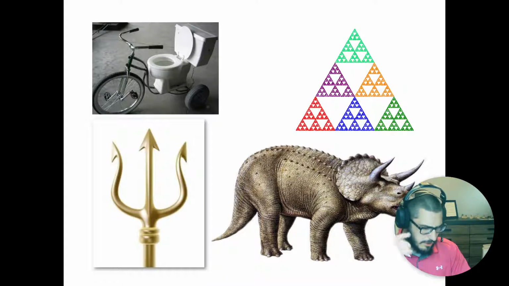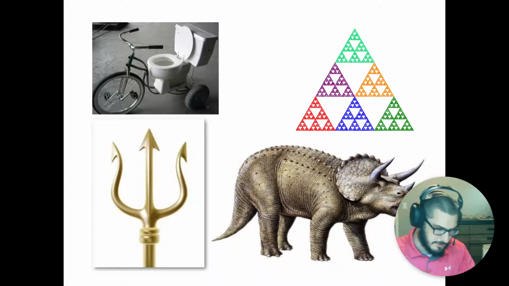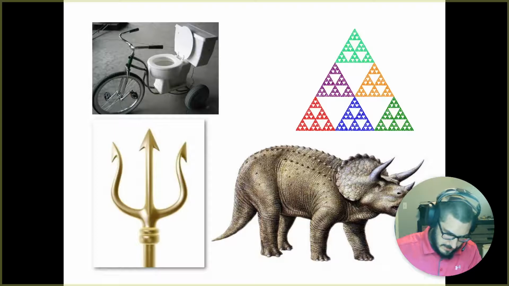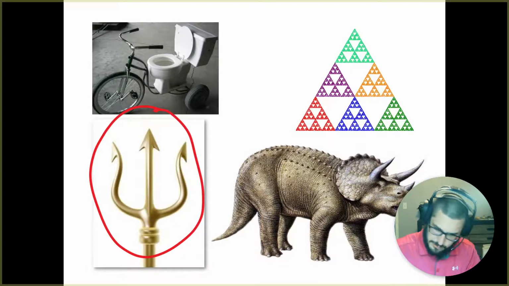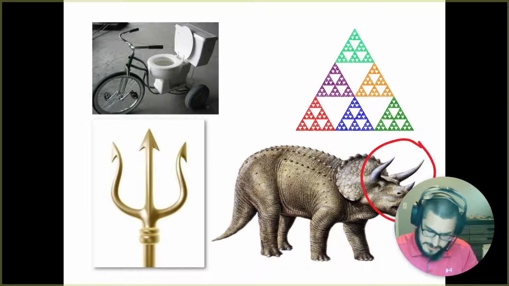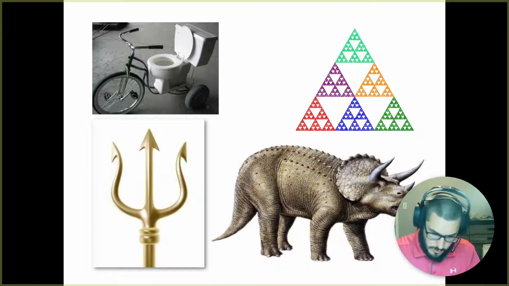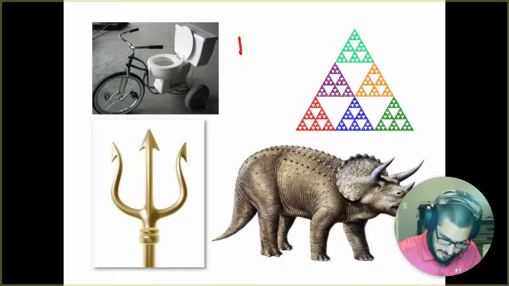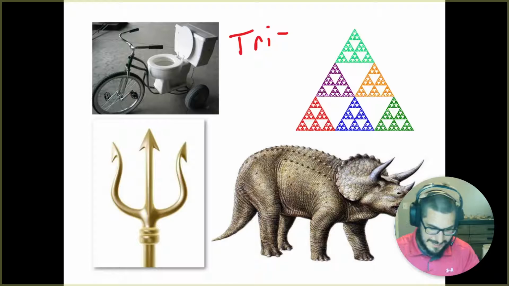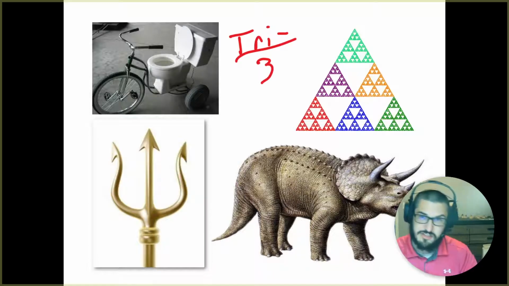All right. What you could have noticed, among other things, is they each have three of something. We've got a tricycle with three wheels on it, and a trident because it's got three tips. This is a set of triangles, each with three corners or three angles, and a triceratops has three horns. So what they all have in common is three and the word tri as the prefix in their name. Tri means three of something.